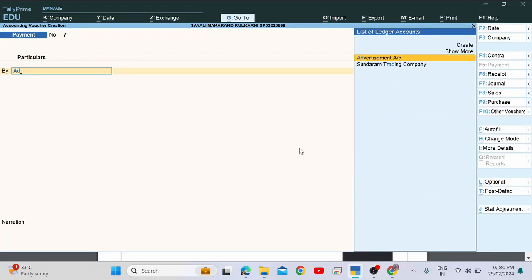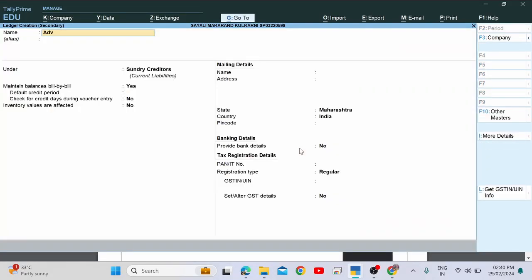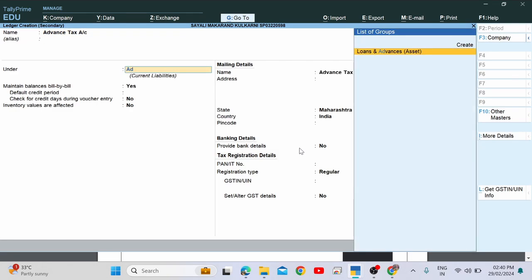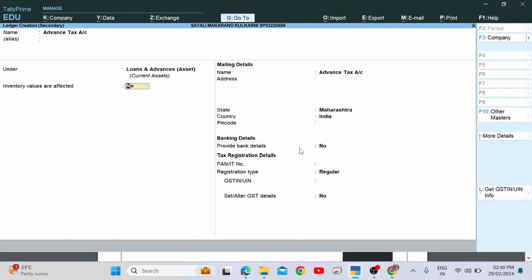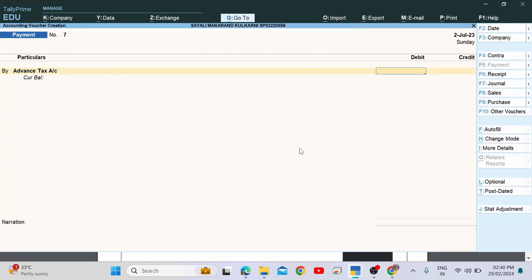Now do you have an advance tax account? No, first time we are getting it. Therefore advance tax account. Advance tax under what? Advances, loans and advances asset. Loans and advances asset. This is important. Loans and advances asset. Now select it and then don't change other fields.